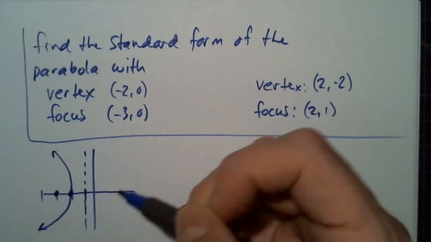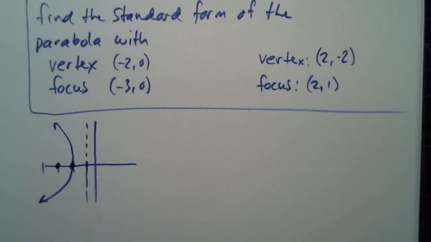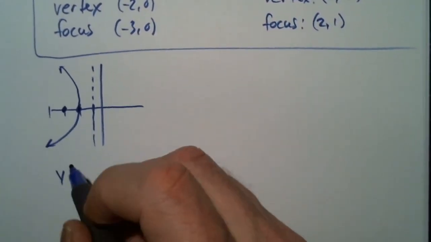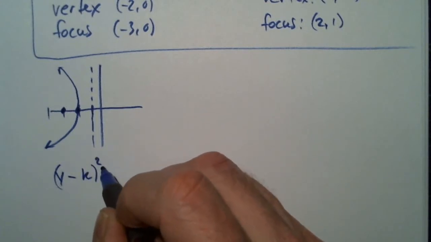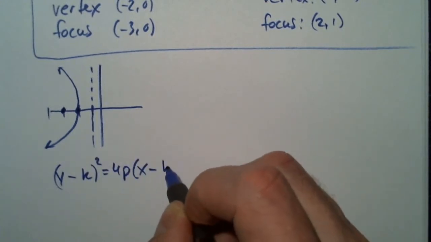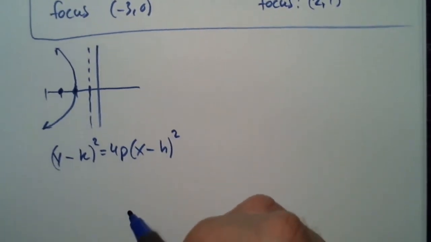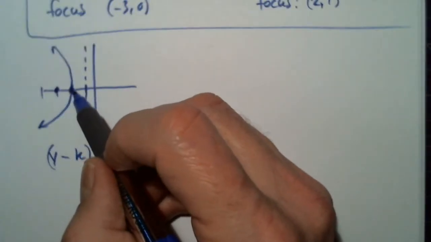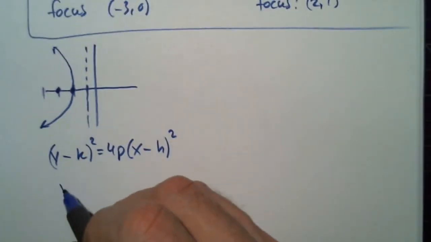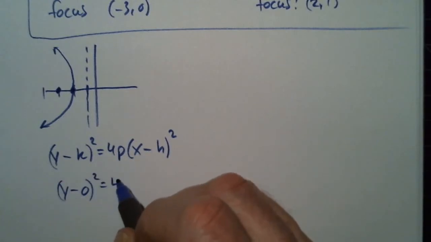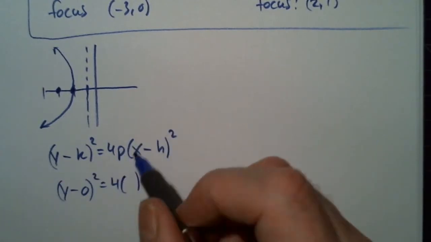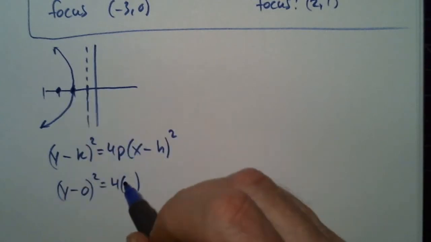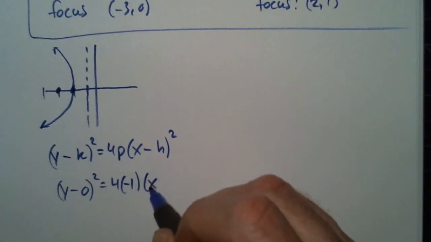And there's the directrix. We don't need the directrix to write the equation. Since it's opening horizontally, we know we need a y squared, so it's y minus k squared equals 4p x minus h squared. K is the vertical shift. There's the vertex. It didn't move up or down, so the vertical shift is 0. 4p. P is the distance and direction to the focus, so we moved left 1, and that will mean we have p of negative 1.